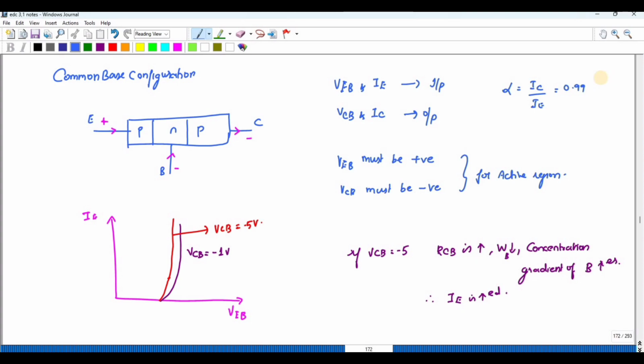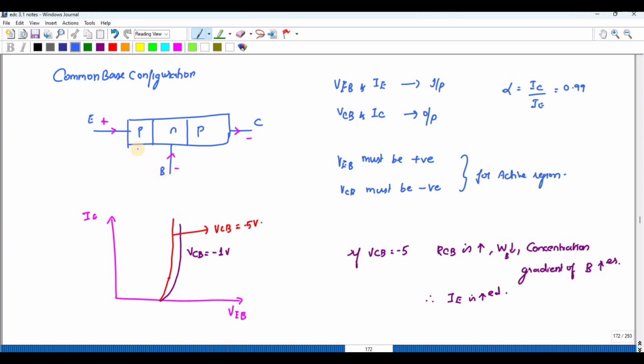Here we know that the BJT is a current controlled device. If I want it to act as an amplifier, the input side, that is from emitter to base, should be forward biased, and collector to base must be reverse biased. So the input current is IE and the input voltage is VEB. That should be a forward bias.